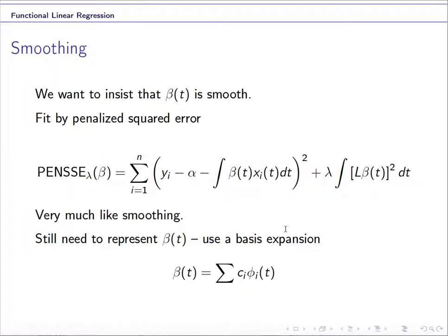The idea is similar to before. When we want to control the smoothness of beta of t, we just add a roughness penalty on beta of t. So now we have the penalized sum of squared errors, where lambda is the smoothing parameter and L is the differential operator. We estimate beta of t by minimizing these penalized sum of squared errors.